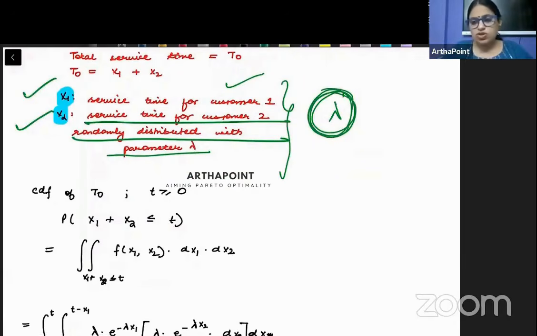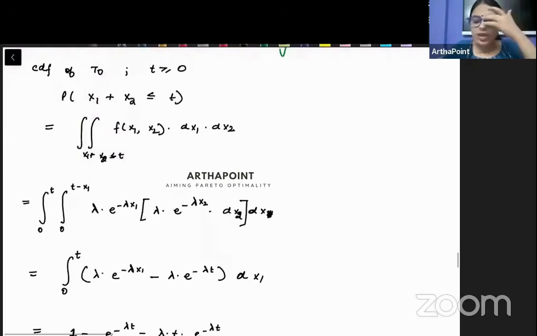Both of them are exponentially distributed with the factor lambda, and therefore the total time will be x1 plus x2 that we will be having in this case. Now they are asking what is the probability that both the customers will be served in some time.